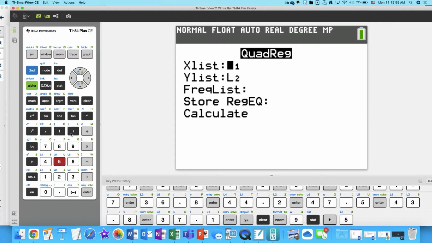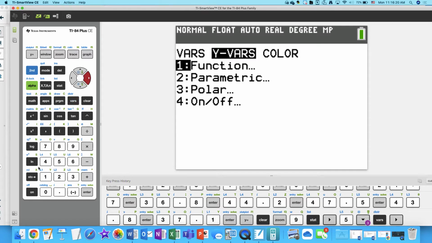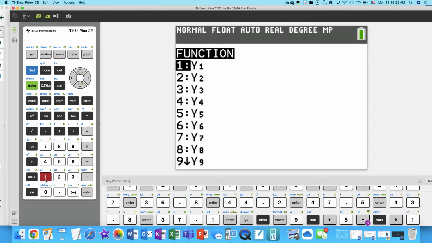But I'm going to go to store regression equation. And to get that y1, I'm going to go to variables and over to y variables, and number 1 for function and number 1 for y1. And then I'm going to go down. Or if you have the older one and it just says quadratic regression, you can just hit enter at this point. Okay, and there is our regression equation.